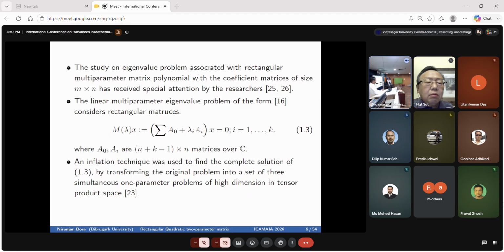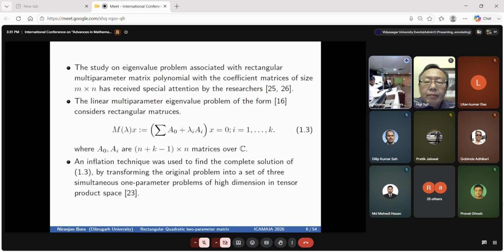We have considered the quadratic case because the quadratic case can be considered as a continuing thread for the study of the k-grade problem. That means we develop the method for the quadratic case so that it can be extended to any grade. In this case the spectral parameter lambda appears linearly, and the matrices are of size n plus k minus 1 by n. Here the number of rows is large, and this type of matrix is called a tall matrix. An intersection technique is found in the literature to solve this problem.